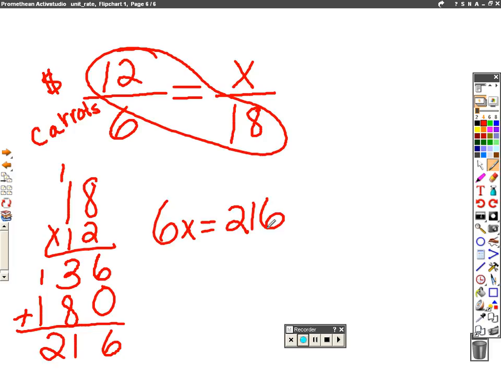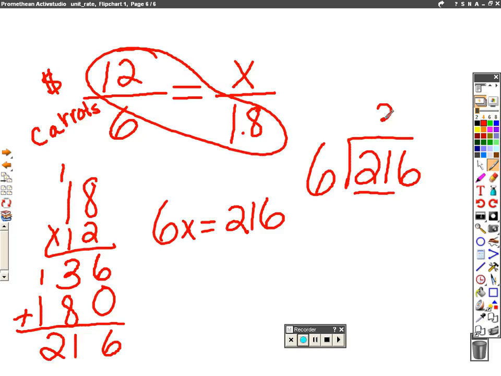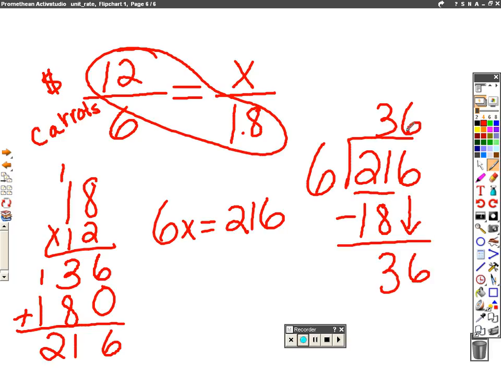But the way I remember it is I cross multiply the numbers that are across from each other and I divide by the leftover number. So now I'm going to do 6 into 216. 6 doesn't go into 2, but 6 goes into 21 3 times. That gives me 18. Subtract. I get a 3. Bring down my 6. 6 goes into 36 6 times. So 18 carrots would cost me $36.